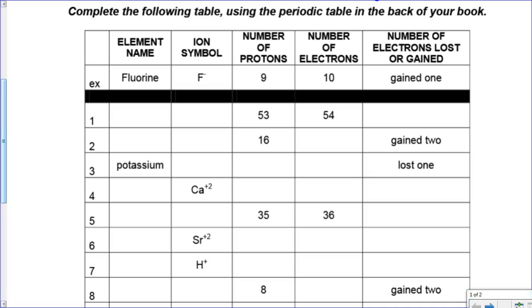Going here and starting to work through these, the first one tells you the number of protons is 53. That allows you to look at the periodic table and you can identify that atomic number 53 is iodine. If you look at the electrons, there's one more electron than there are protons. Electrons are negatively charged, so we've got I minus here. In terms of electrons, it gained an extra electron here, so it gained one.